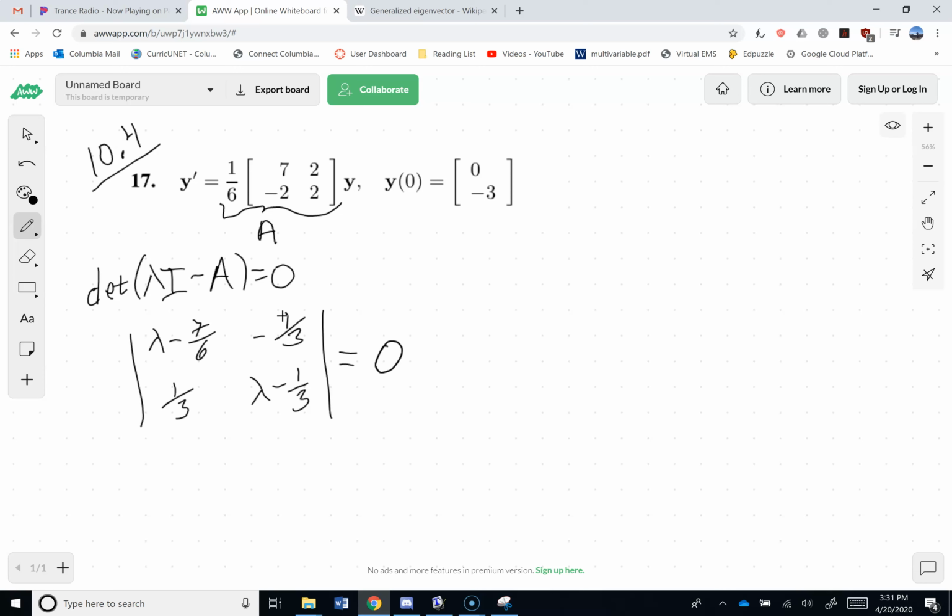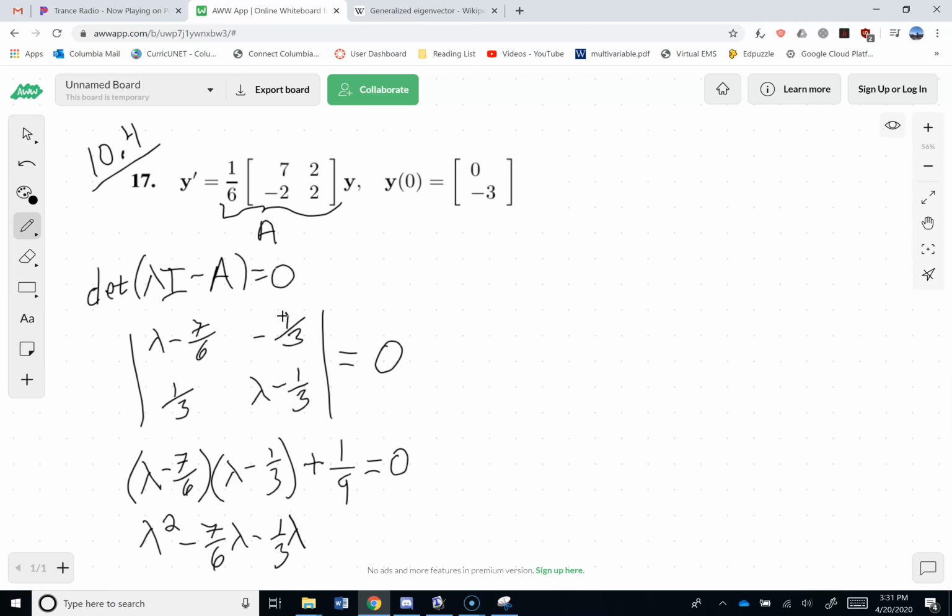Okay, so I have now lambda minus 7/6 times lambda minus a third, plus a ninth, is 0. And so I have lambda squared minus 7/6 lambda minus 1/3 lambda plus 7/18 plus a ninth is 0.